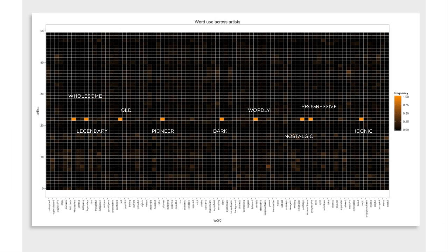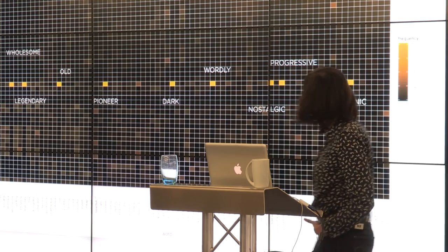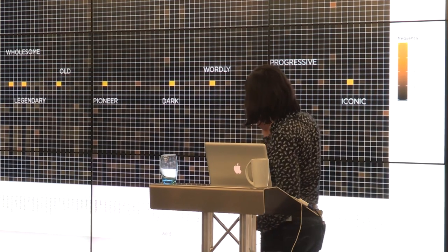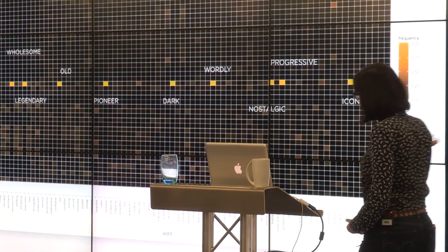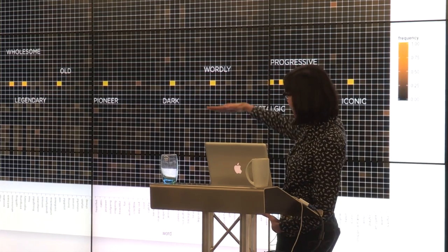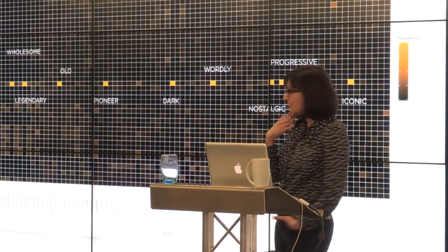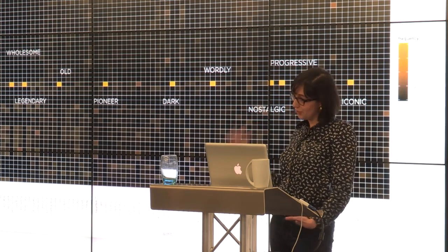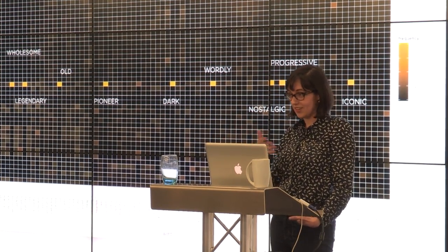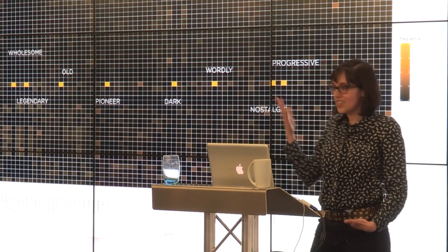And then you can also look at the word use across artists. There are some words that were very heavily used. If you identify these bright spots, these adjectives are used a lot with regards to specific artists. So wholesome, legendary, pioneer, dark. Maybe it must be someone like, I don't know, Bob Dylan or the Beatles. Unfortunately, we're not told which artist is referred to because it's just encoded with an artist ID. But then you can speculate.